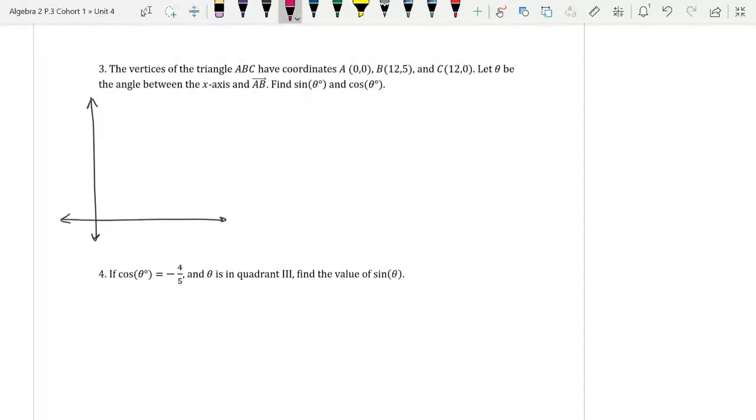So if we make the point 0, 0, 12, 5, and 12, 0. So here's A, B, C. Here's my triangle. This side is 12, this side is 5.